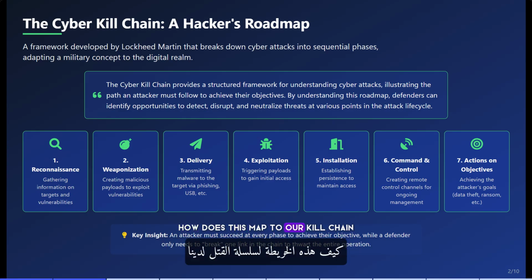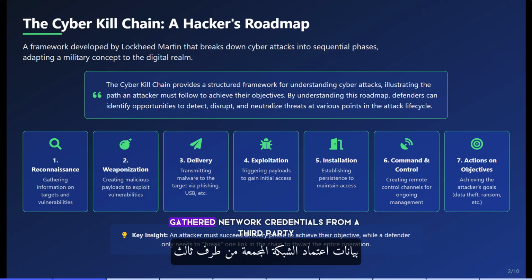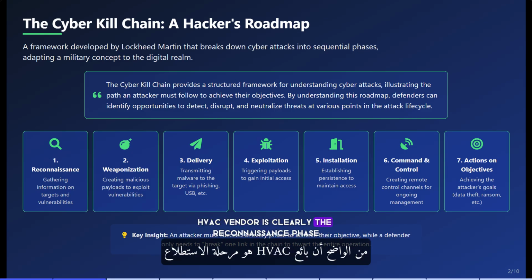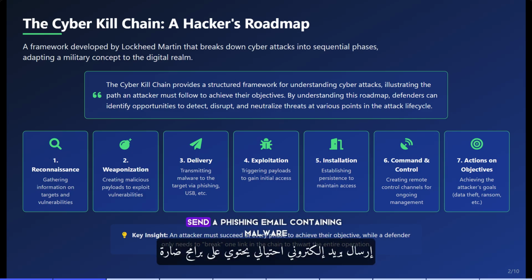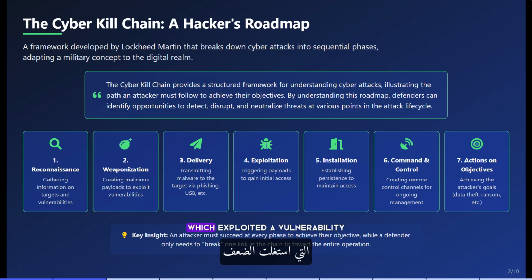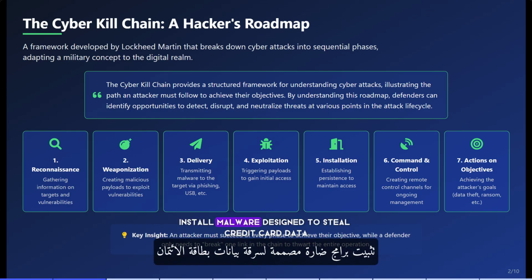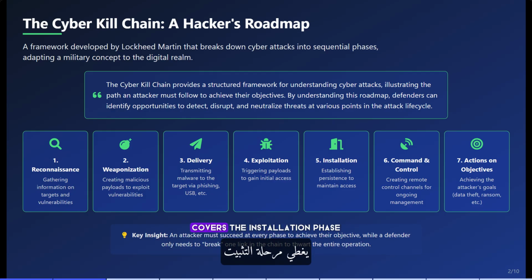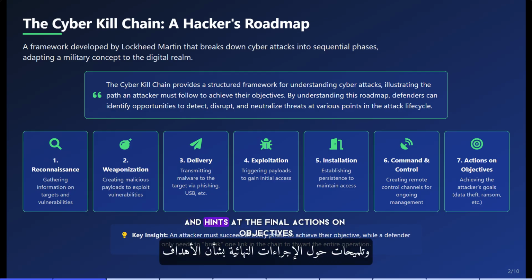How does this map to our kill chain? Gathered network credentials from a third-party HVAC vendor is clearly the reconnaissance phase. Send a phishing email containing malware is the delivery phase. Opened the attachment which exploited a vulnerability is the exploitation phase. And finally, install malware designed to steal credit card data covers the installation phase and hints at the final actions on objectives.